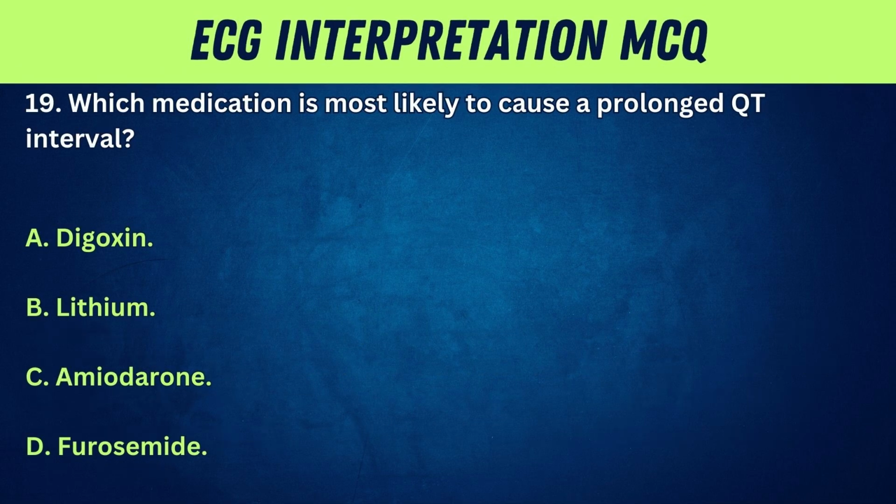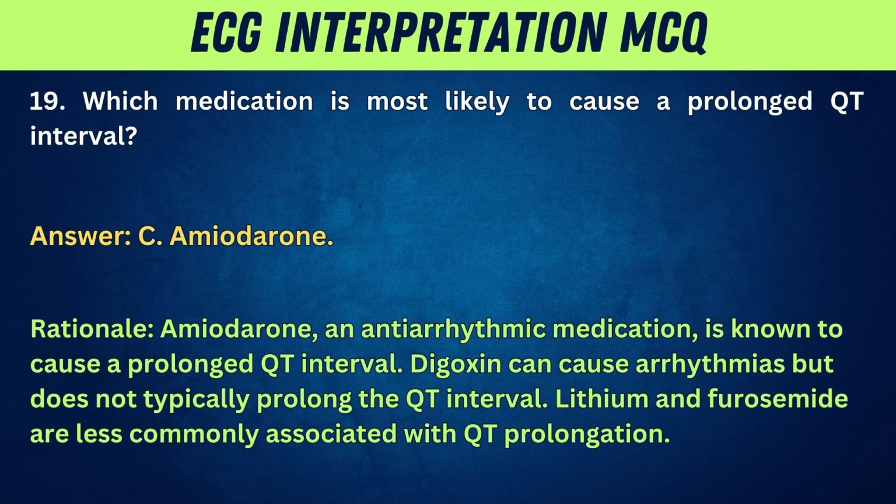19. Which medication is most likely to cause a prolonged QT interval? A. Digoxin. B. Lithium. C. Amiodarone. D. Furosemide. Answer: C. Amiodarone. Rationale: amiodarone, an antiarrhythmic medication, is known to cause a prolonged QT interval. Digoxin can cause arrhythmias, but does not typically prolong the QT interval. Lithium and furosemide are less commonly associated with QT prolongation.